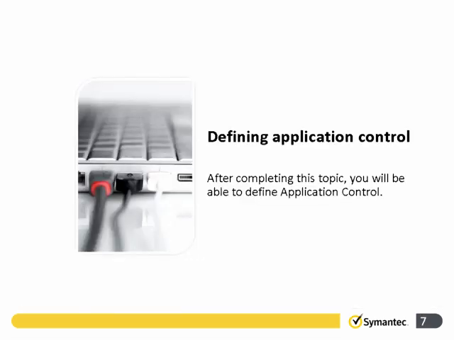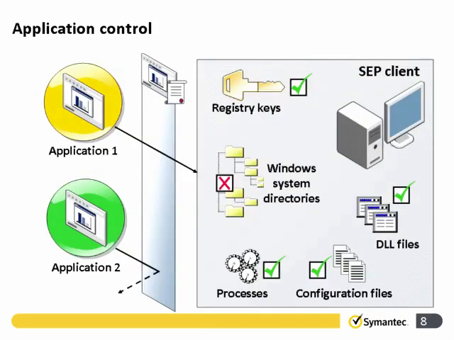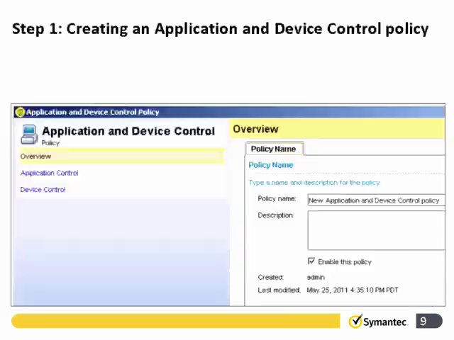Let's have a look at defining the application control first. It's quite common to need to control the applications that are running and what they're able to do. We can protect certain Windows system directories, for instance, and configuration files that are key to the client. You may want to protect the registry from being accessed or changed. And we can do all of this within the application control. So first of all, we create the policy, give it a name and enable it.